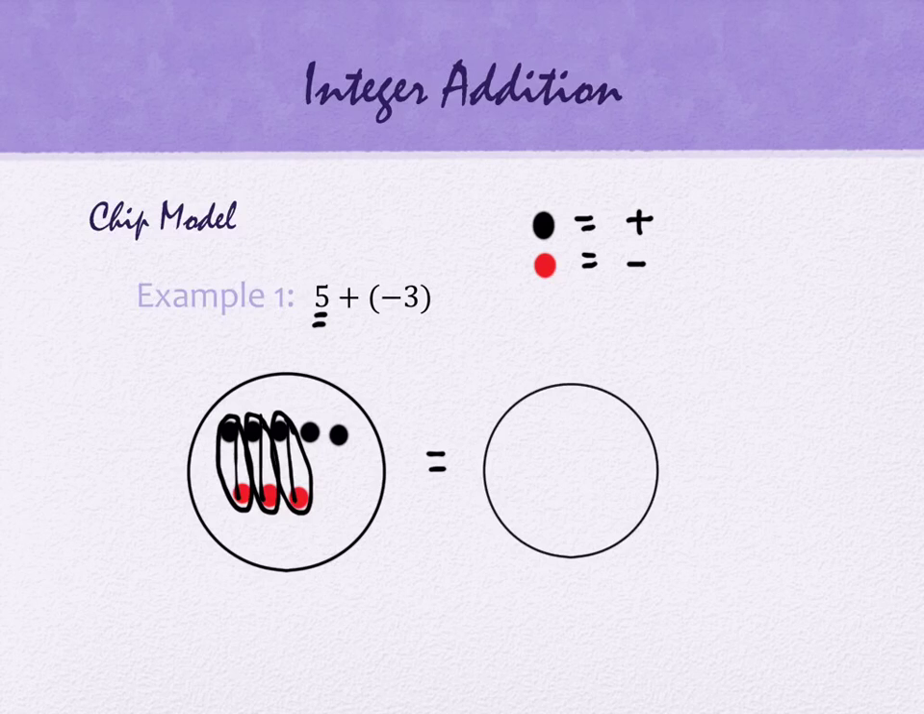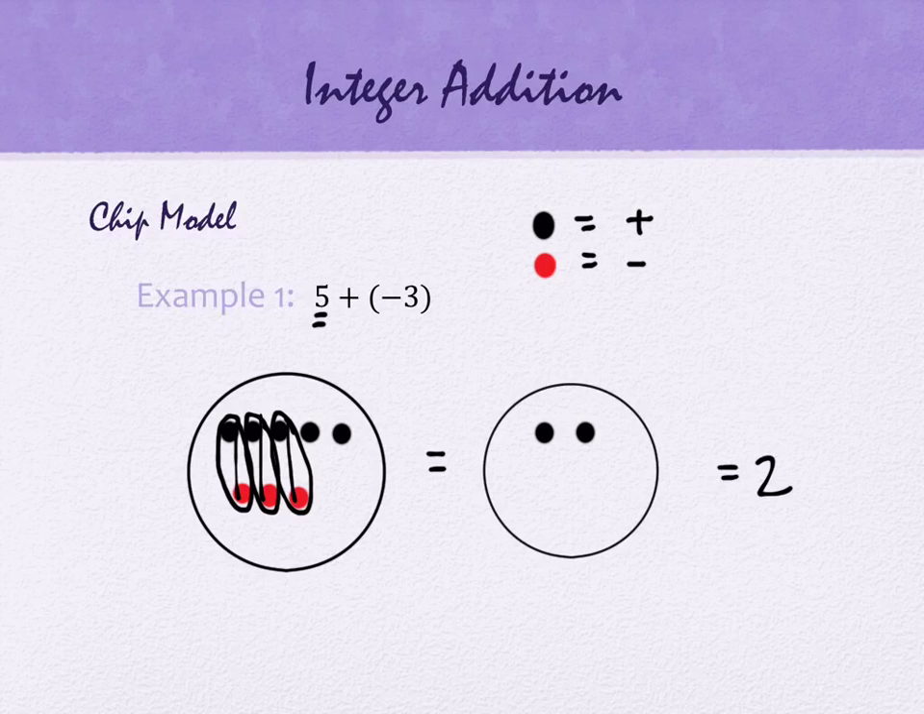2 black dots. I didn't mean to do that. Let me try that again. Okay, so this gives me the answer 2.